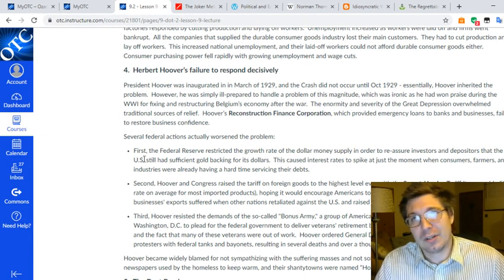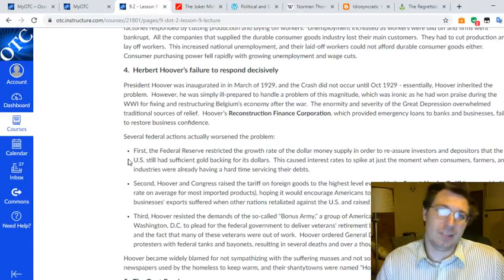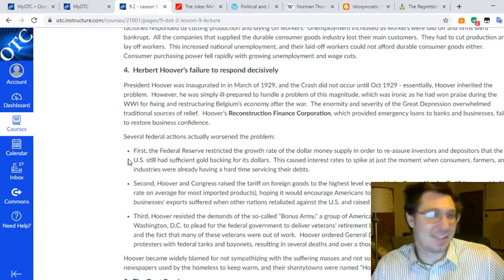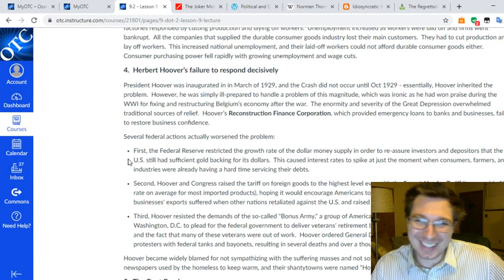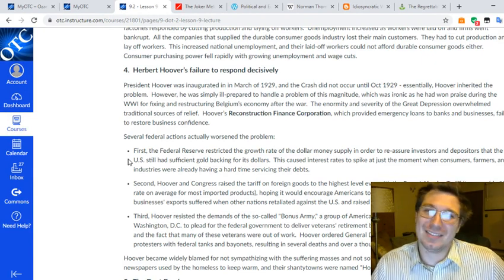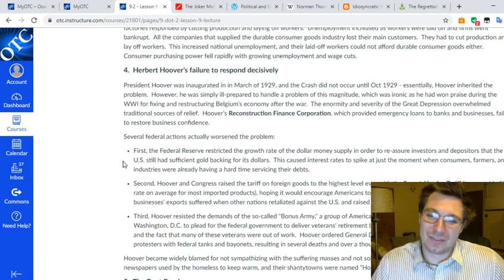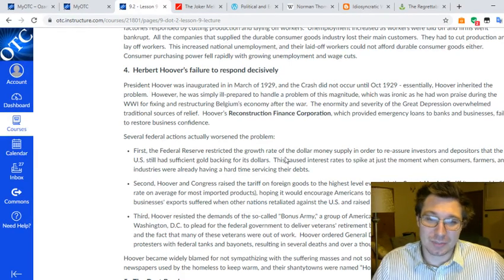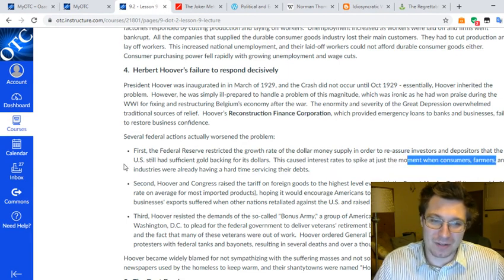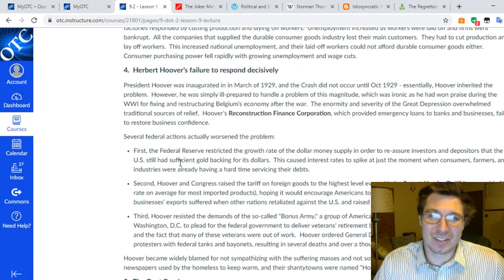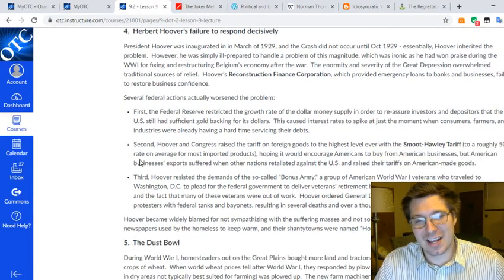And they also had to worry about the perception of their ability to redeem. They didn't want to be even tested on that bluff, so they made sure to back off and slow down the increase in the paper dollar supply. But this caused interest rates to spike at just the moment when consumers, farmers, and industries were already having a hard time servicing their debts. It's often in hindsight been looked at as a huge contributor to the worsening of the Great Depression.